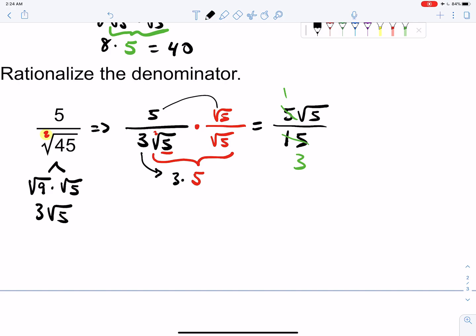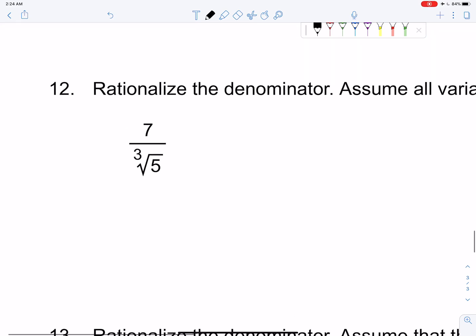Had you multiplied by the square root of 45, you would have to simplify that in the end and then reduce. You get the same answer. So it's not a big penalty, it's just a little bit more work. Our final answer is going to be the square root of 5 over 3. Square root of 5 over 3. And then let's take a look at the next.